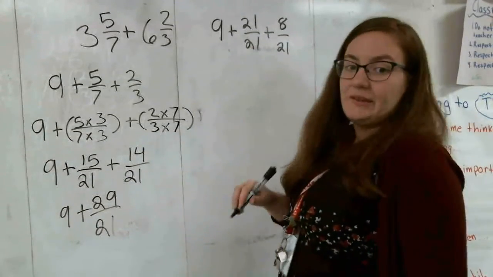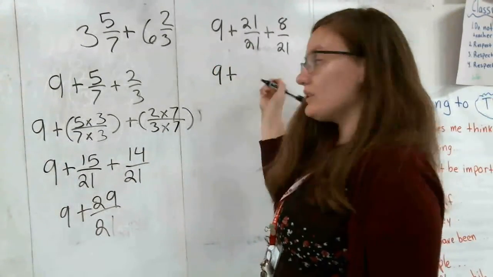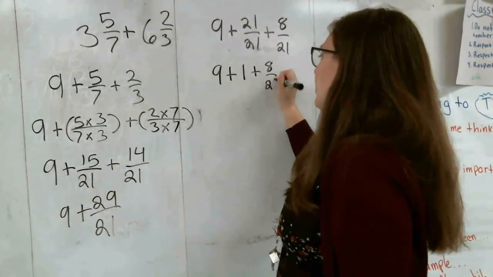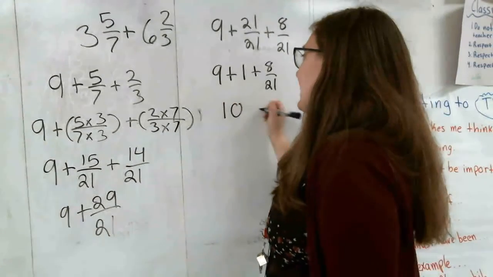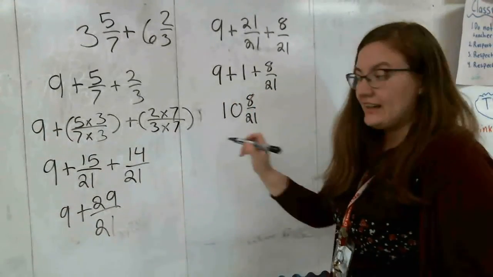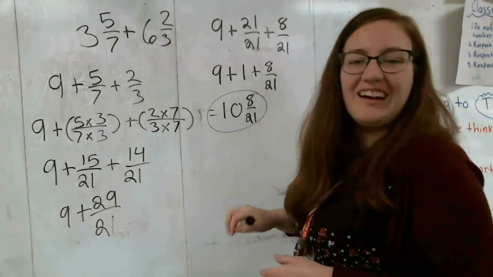And then I'm going to rewrite this one more time. So I have 9 plus 21 21sts will become 1 whole plus 8 21sts. So now I have 9 plus 1, which gives me 10. And then I add this fraction right onto it. So my final answer is 10 and 8 21sts.